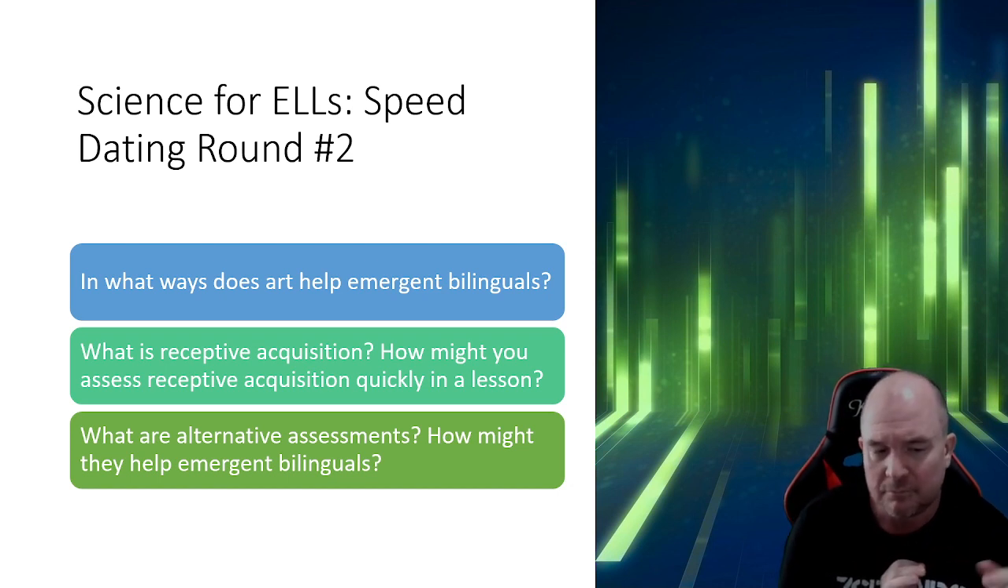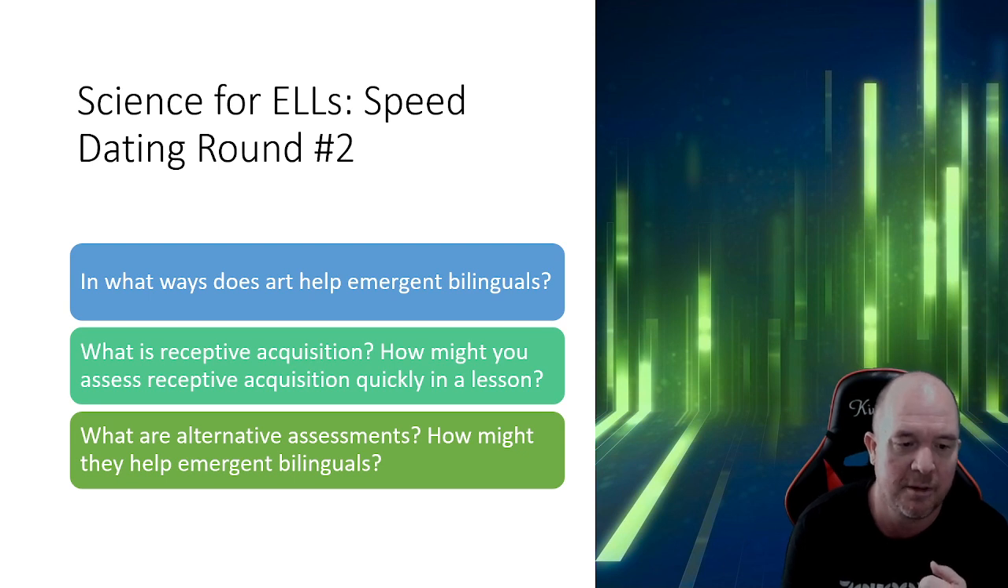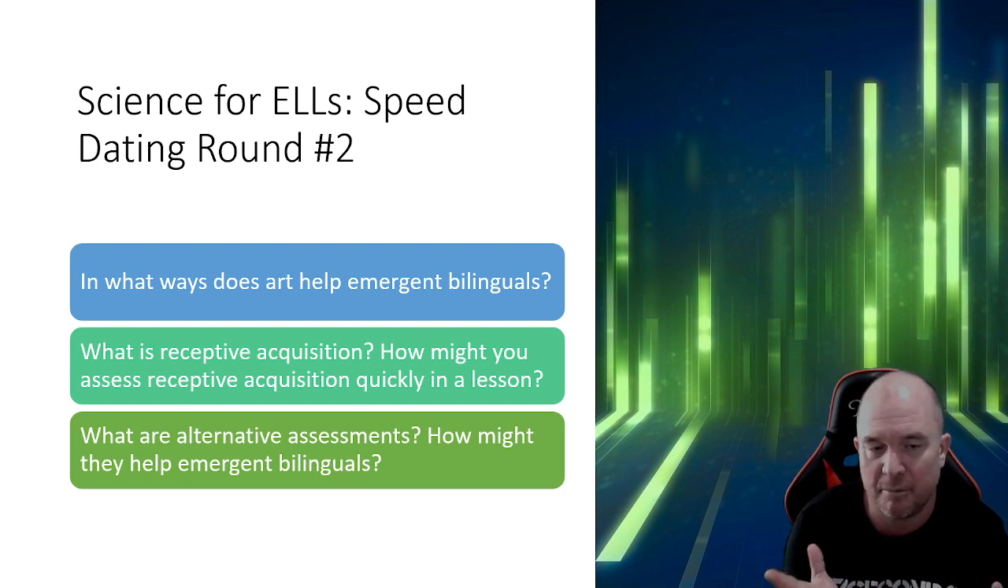And then the third question for your thread is: what are alternative assessments, and how might alternative assessments help emergent bilinguals? So respond to these 3 questions, connect it back to the readings, and you may possibly pose a question to your colleagues for this round.